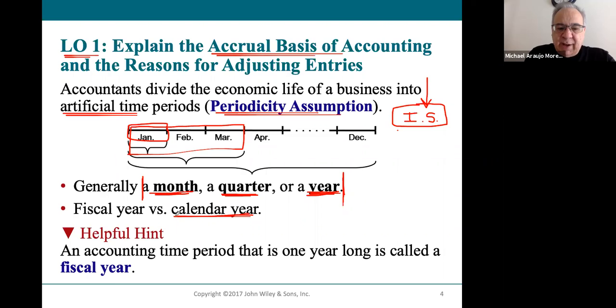So again, if we're looking at a calendar year, January 1st to December 31st, the very next day is January 1st of a new year. What happens? Well, we have to basically start all over again. We have to start counting our revenues again from zero. We have to start counting our expenses again from zero. Why revenues and expenses? Because that's what's on the income statement.